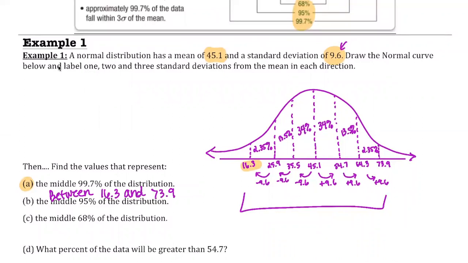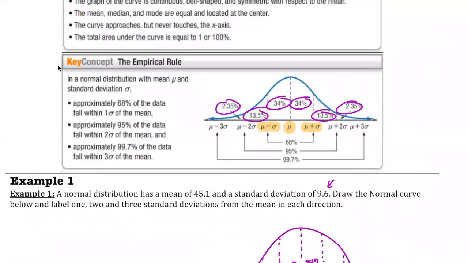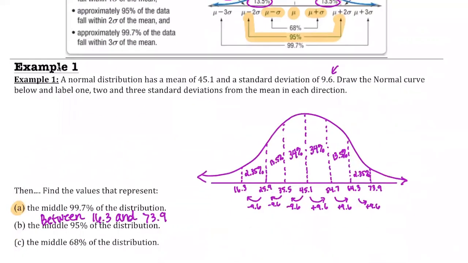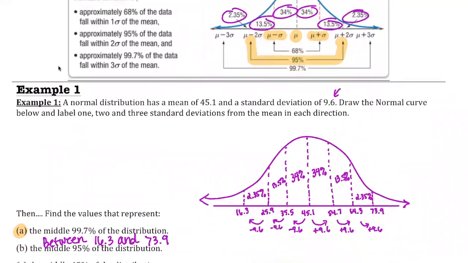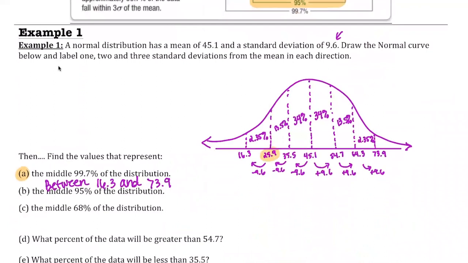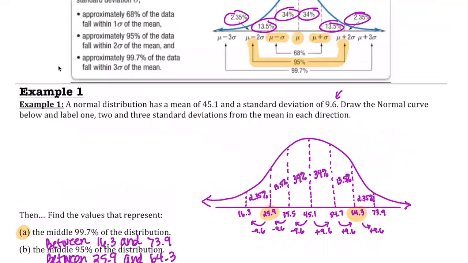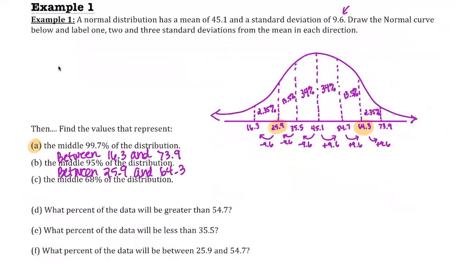And that's where the middle 99.7% of our data is. Similarly, we do kind of the same for the rest of this. So I would still go through and we would say, okay, well, where's the middle 95%? That's between your second iterations up here. So my second iteration, that's technically 2 away from the mean. So I'm going to be between 25.9 and 64.3. And then the middle 68% of the data is in between the first iterations.